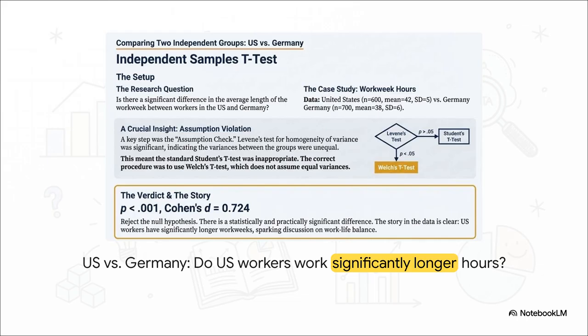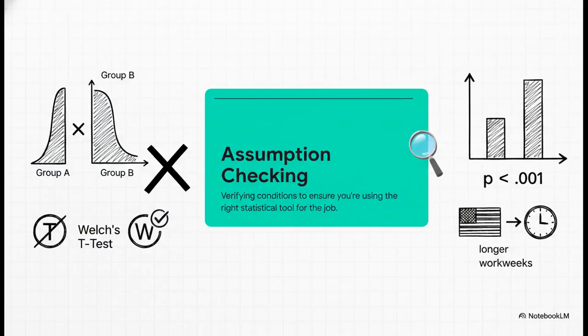But hold on, before we can just run the test, there's a really crucial check we have to do first. And this right here is such a critical point for any analyst: assumption checking. You can't just throw any old test at your data and hope for the best. In this case, we have to check if the spread of the data, the variance, is equal in both groups. Turns out it wasn't. And this is huge because it means the standard student's t-test is the wrong tool for the job. We have to use something called Welch's t-test, which is built for exactly this kind of situation.